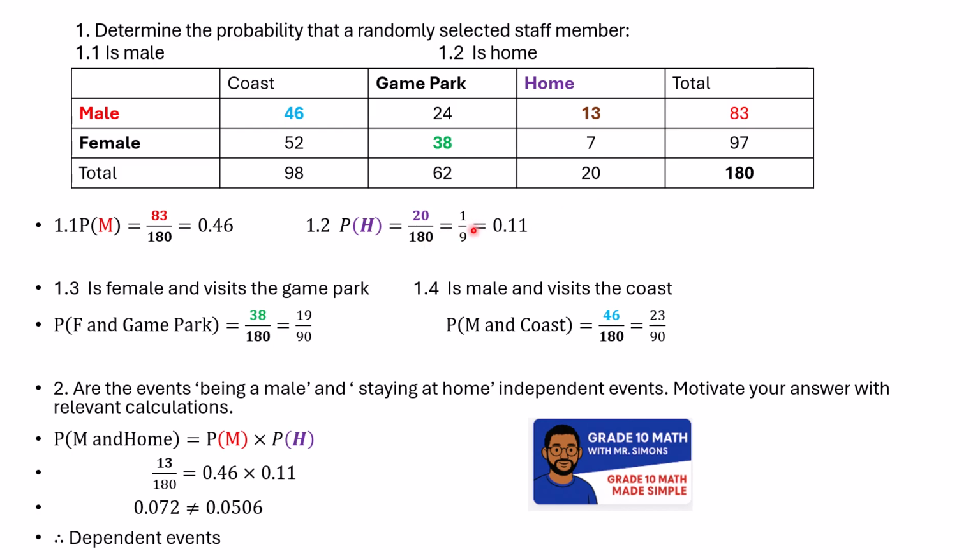That simplifies to 1 over 9. If I use my calculator, 1 divided by 9 would give me 0.11. Right? 1.3 is a female and visits the game park.